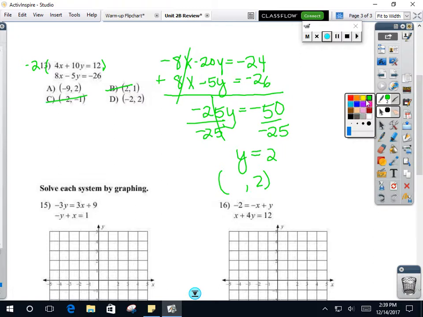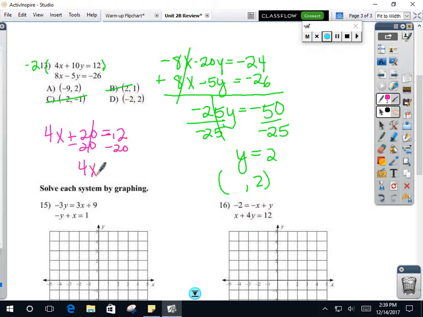Now to find the x value, you just choose one of the equations. I'll just go with the top, 4x plus, but instead of writing 10y, that will become a 20. Now to solve for x, what do you do? And you get 4x equals negative 8, and then when you divide by 4 on both sides, x equals negative 2, so D.